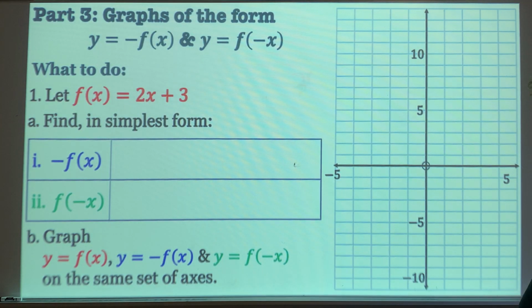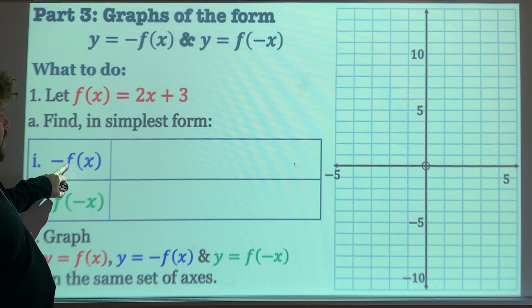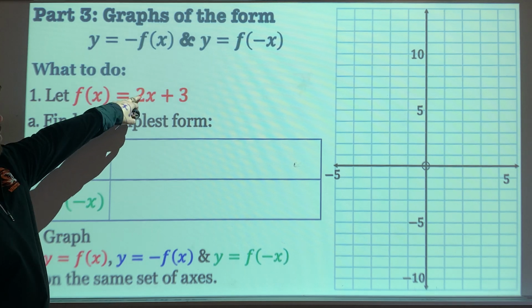All right, part 3. Graphs in the form y equals negative f of x and y equals f of negative x. Now, in this case right here, we have a graph y equals f of x equals 2x plus 3. What happens if you put a negative out front? Well, what does this graph become?